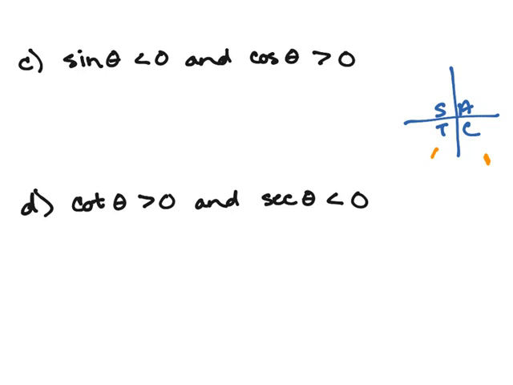Okay, sine is less than 0. It's negative. That happens in quadrant 3 and 4. If cosine is greater than 0, then I must be in quadrant 4.